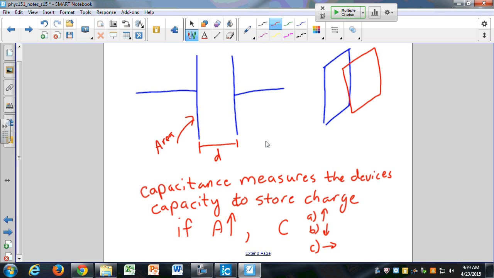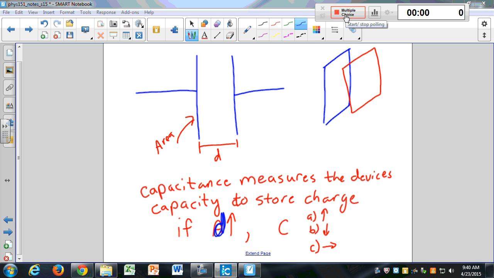What happens, on the other hand, if D increases? So if instead I separate the plates, I pull them apart, what happens to their capacity to store charge? I might not know this right off, but I want to see what you think. If I pull these plates apart, will they be able to store more charge? That would be A. Store less charge? That would be B. Or will they store the same amount of charge? That would be C.